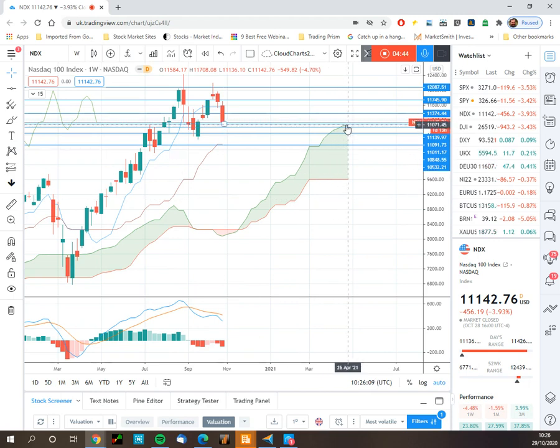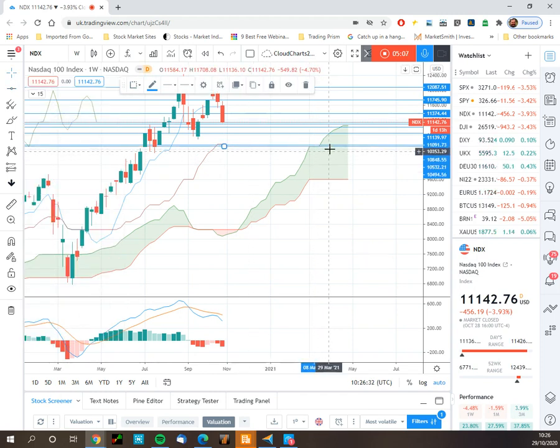If we have a successful test of the 11,071 zone, the front end of the cloud, we could see a rebound. If not, we'll fail and test the September low here, 10,659, as well as this cloud chart level, the standard line here, which coincides well with this level, 11,091. Let me put that line in there. So these are the targets to look out for over the next week or two. But price action is still above the cloud on a weekly basis, so that's bullish.